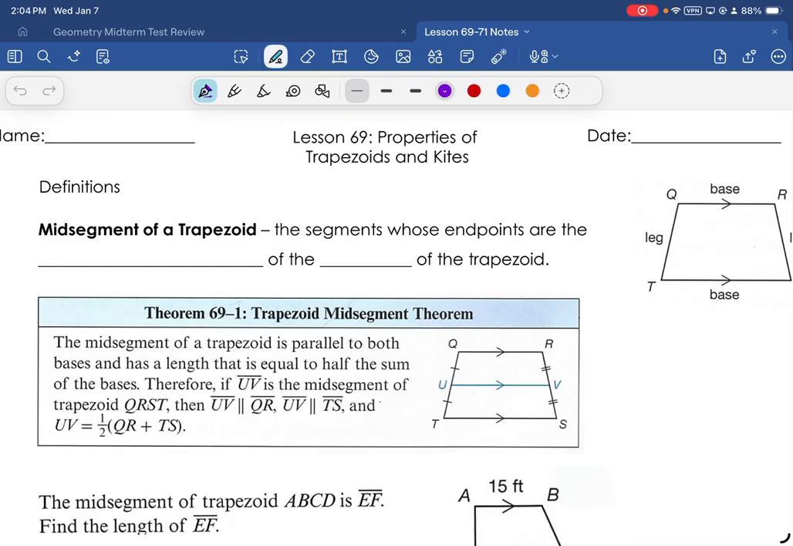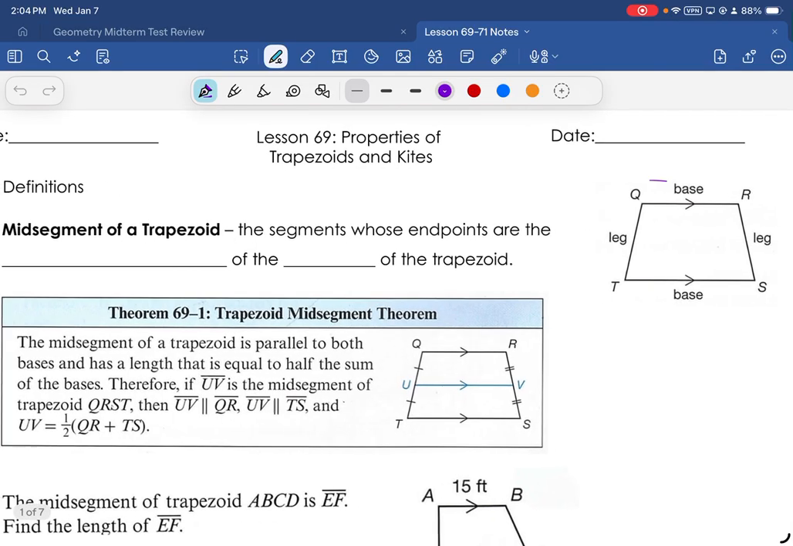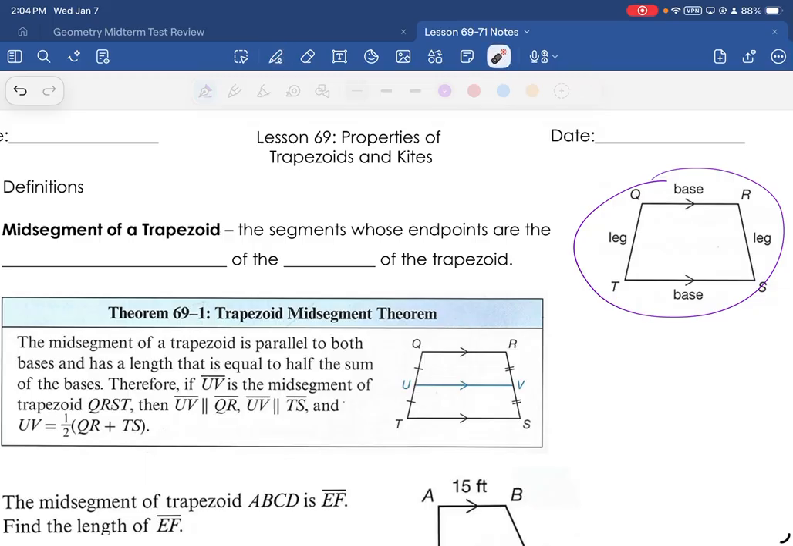All right, mid-segment of a trapezoid. So first of all, look over here to the right. There's an example of a trapezoid right there. If you remember, a trapezoid has one pair of parallel lines. And you'll notice that here with these arrow marks, that those two are parallel. So that is in fact a trapezoid. Now we're going to talk about a mid-segment of a trapezoid.